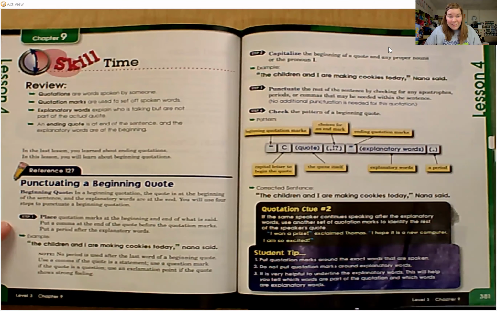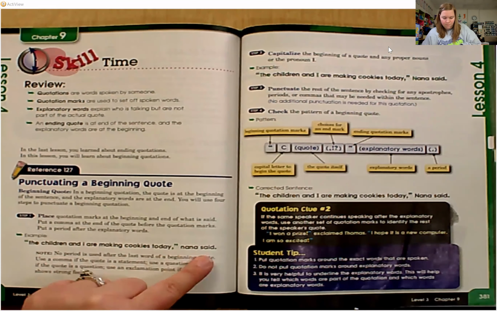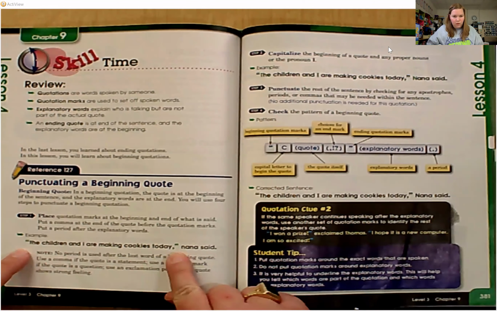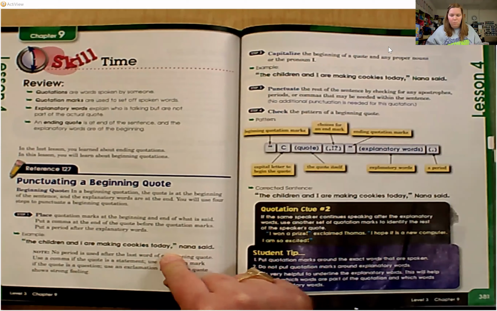That sounds very similar to yesterday's step 1. The example is, the children and I are making cookies today, Nana said. So you have the quotation marks around the quote. This is what Nana said. Our comma goes inside, just like our period did yesterday. And we put a period at the end.